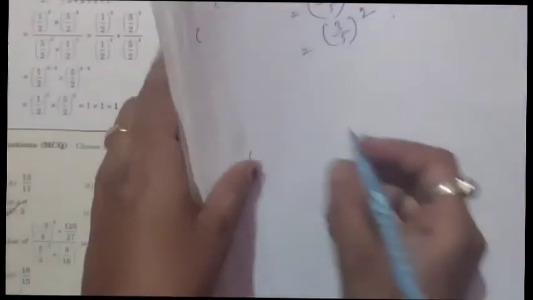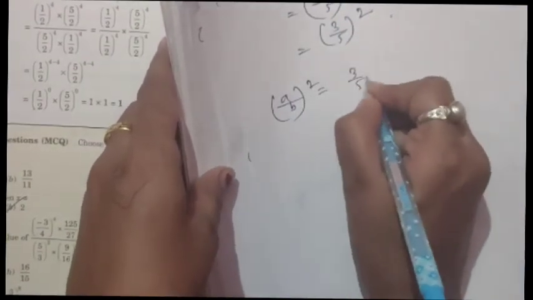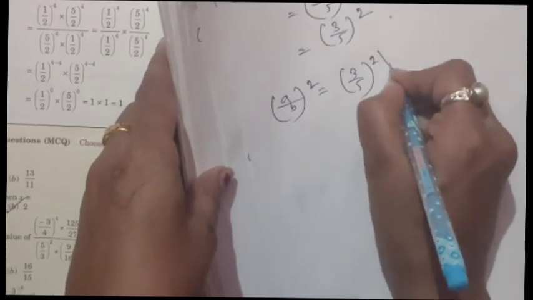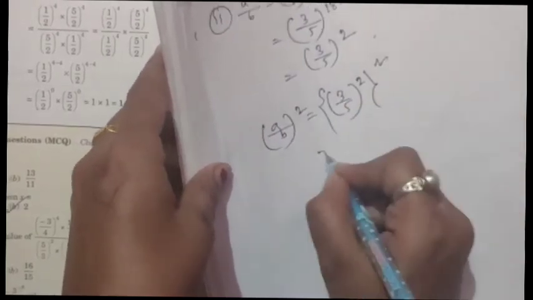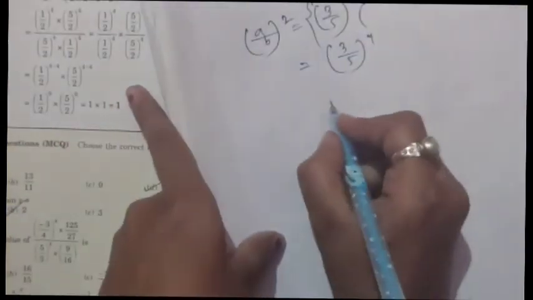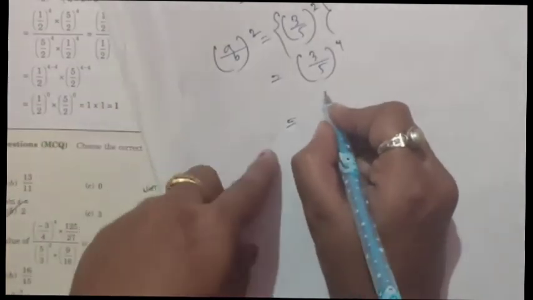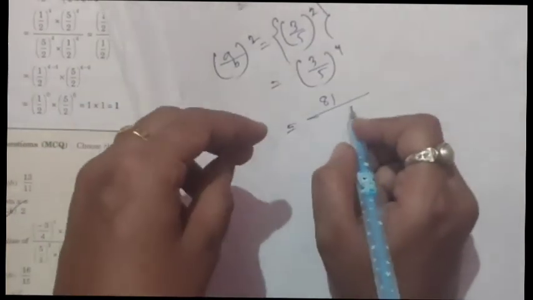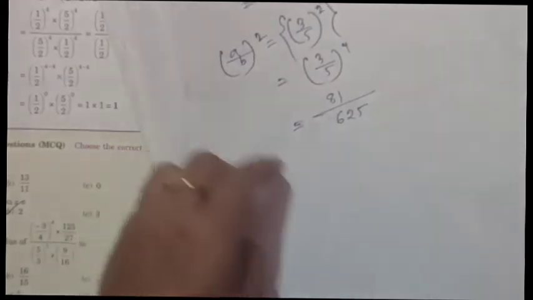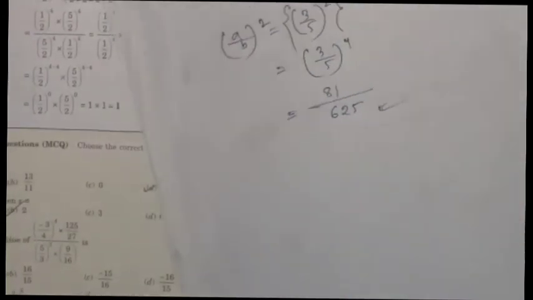Here you need to find the value of A by B raised to the power 2. That is 3 by 5 raised to the power 2, this whole raised to the power 2. So that is 3 by 5 raised to the power 4. Okay. So 3 raised to the power 4: 3 threes are 9, 3 nines are 27, 3 twenty-sevens are 81. 5 raised to the power 4 is 625. Okay, so this will be the answer.